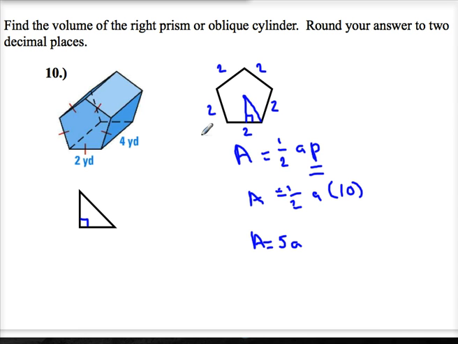Now, remember, the base of this right triangle is right here. It is half the length of the side. So if this side is 2 yards, then I know that the length of this is 1 because it's half of 2. Now I need to find the apothem. I'm going to label it little a, for apothem. So what to do? We need to figure out this. We can't use the Pythagorean theorem because we don't have another side. We don't have the hypotenuse. But what we can do is use trig.